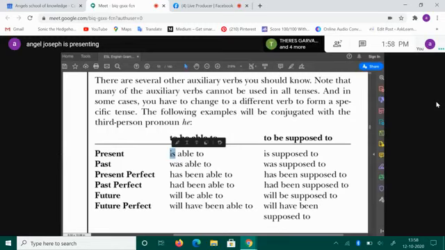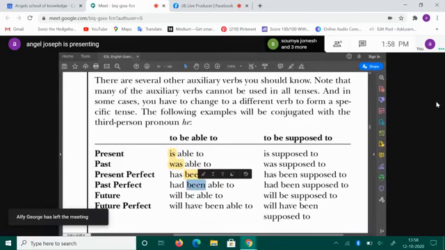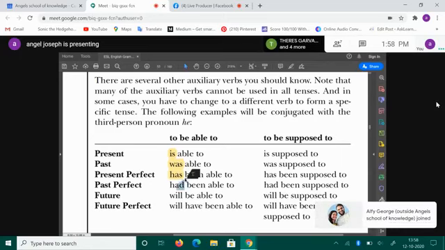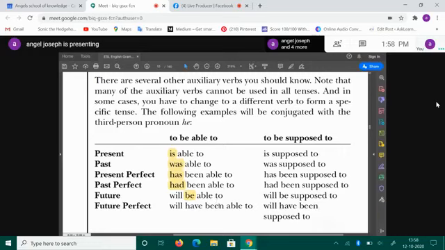So as I was saying, you should be concentrating on these words such as is, was, and so on. These are the words which you should be looking into when we are talking about auxiliary verbs or helping verbs. Okay?